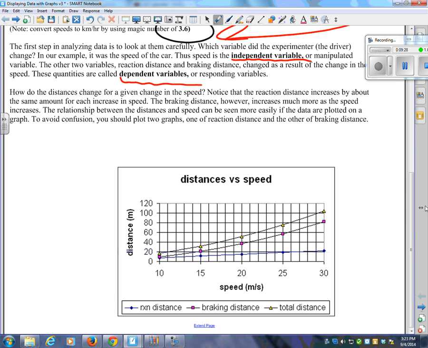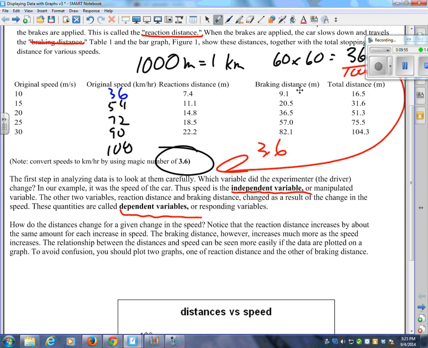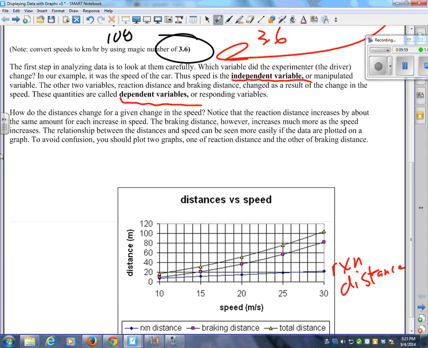Label this one. Reaction distance. Do you know the abbreviation RXN for reaction? RXN, reaction distance. That's the linear one. Now, the braking distance, however, increases much more as the speed increases. The relationship between speed and distance can be more easily seen if the data are plotted on a graph. You can't tell whether it's linear or not just looking at this. It's hard. Numbers are hard to work with. Graphs are better. Okay?